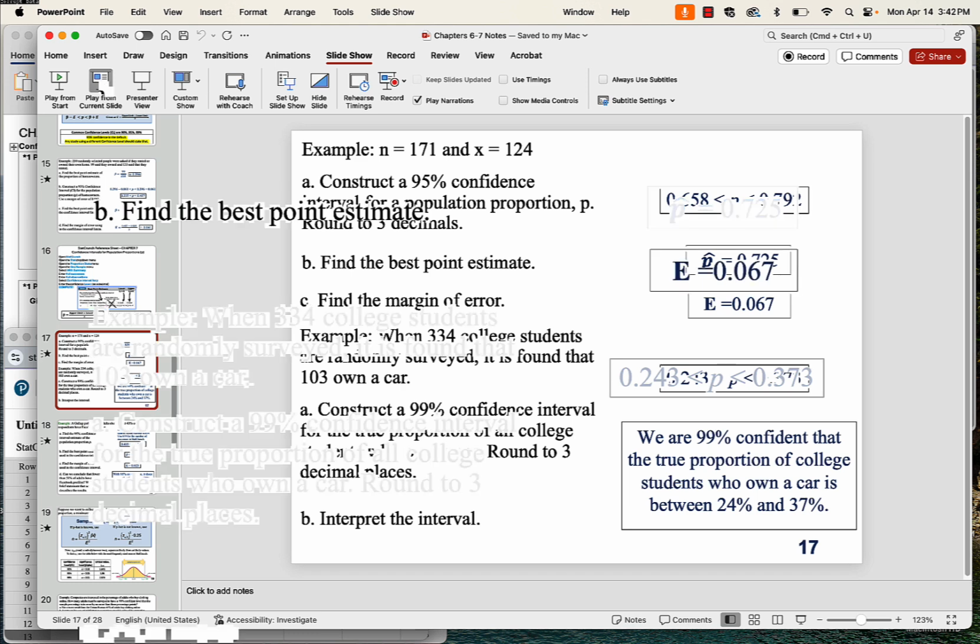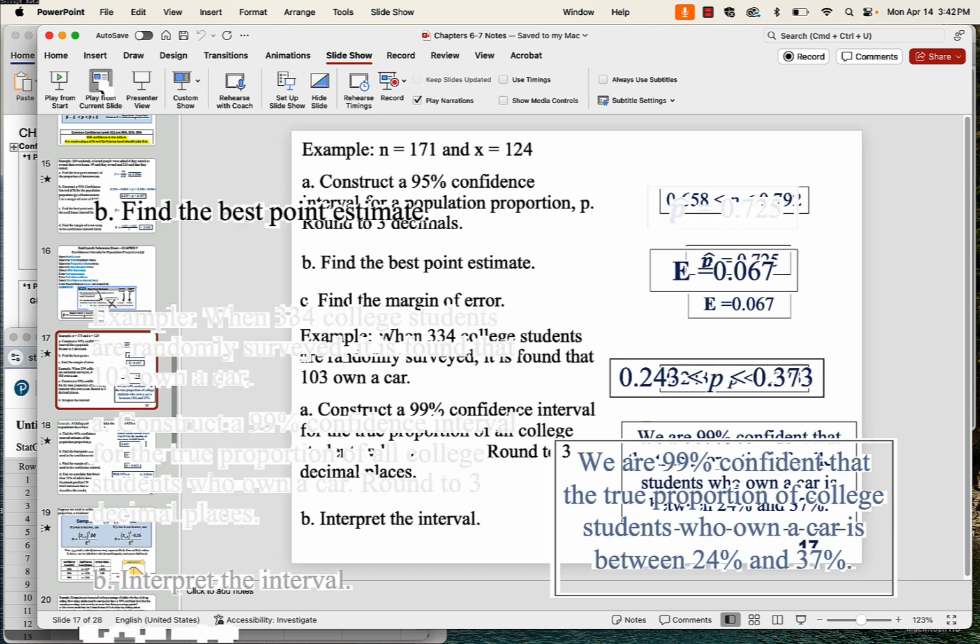All right, let's go to slide 18. Example: a Gallup poll of 1,487 adults showed that 43% of the respondents have Facebook profiles. Part A, find the 95% confidence interval estimate of the population proportion.